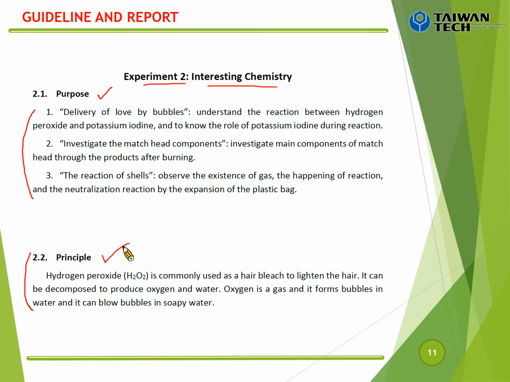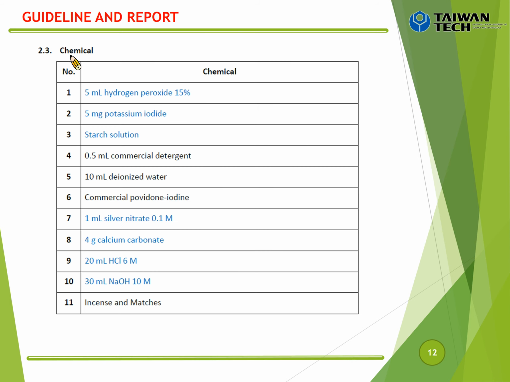Okay, so the next one, we have the chemicals. Ari mentioned, right? For the chemicals in blue, you should provide the information of the chemical. For the black ones, you don't need to provide information. When you come to the lab, you need to check the chemicals you have. Are they the same as the list or not? If you don't have some chemical, you can contact the TA to ask about that.